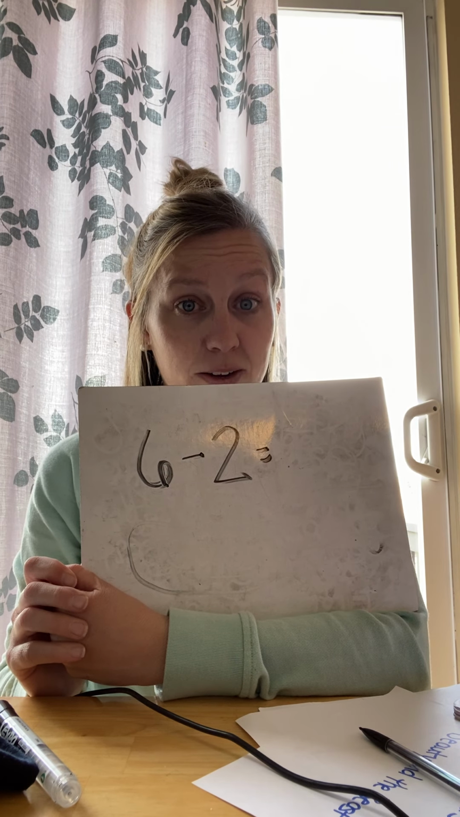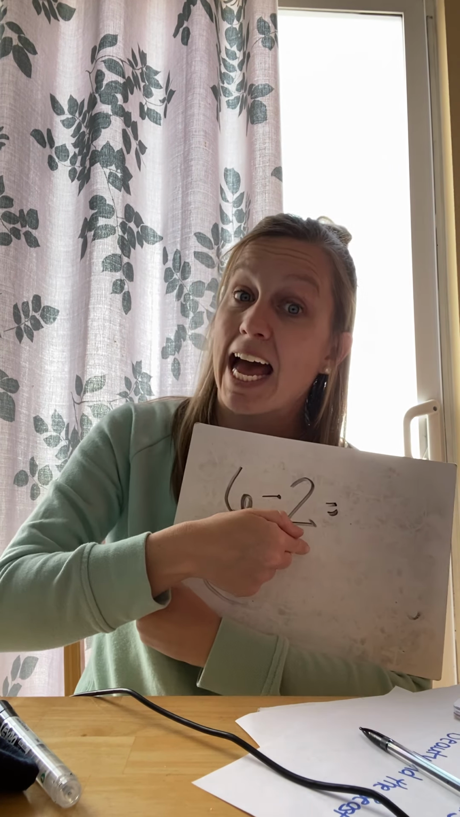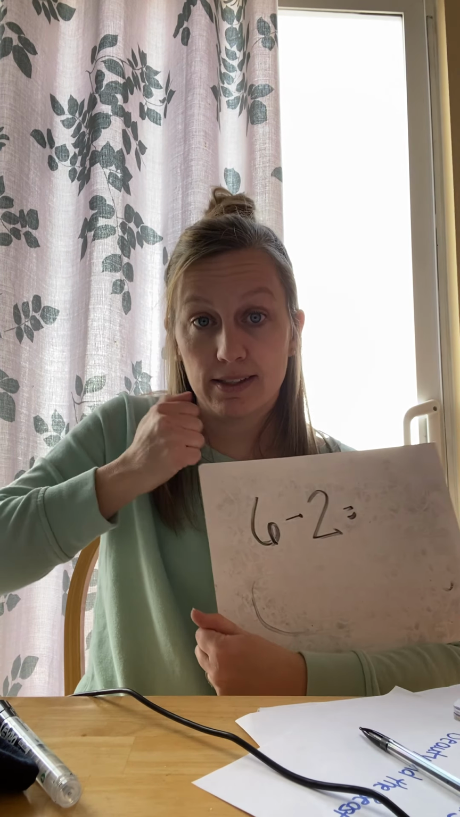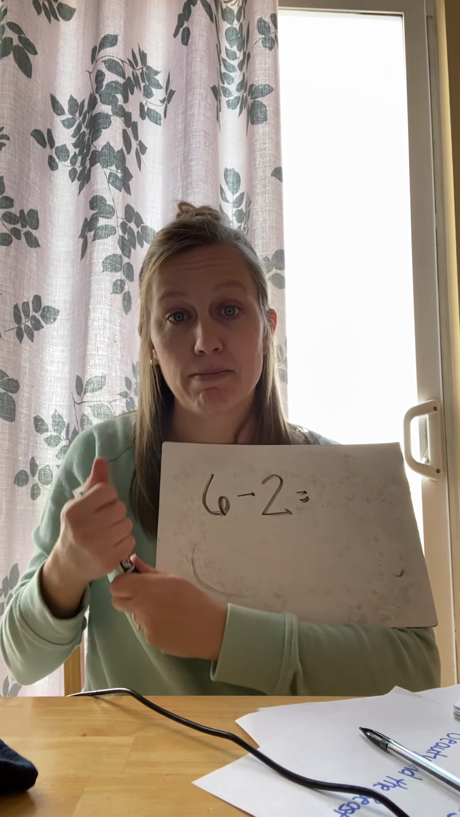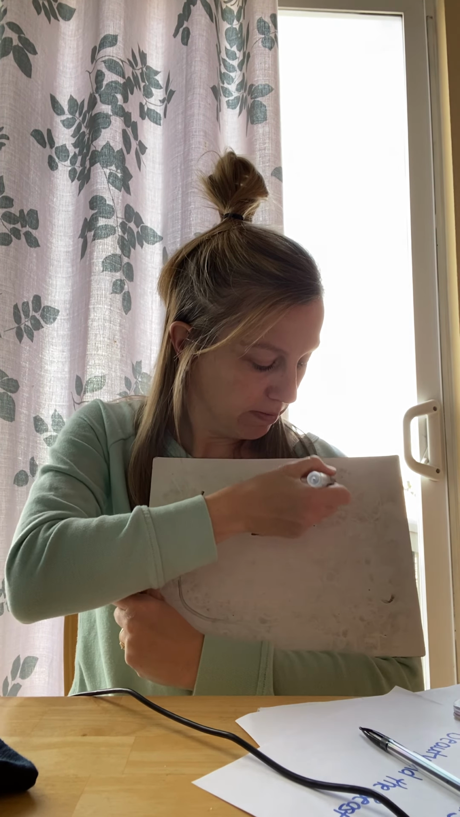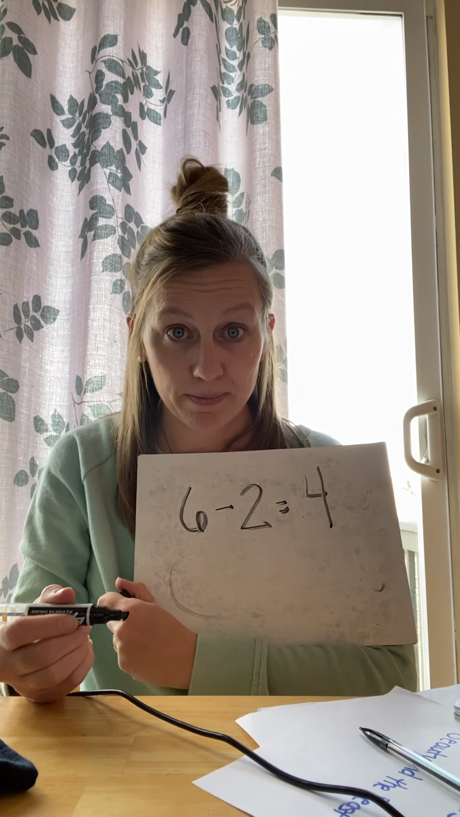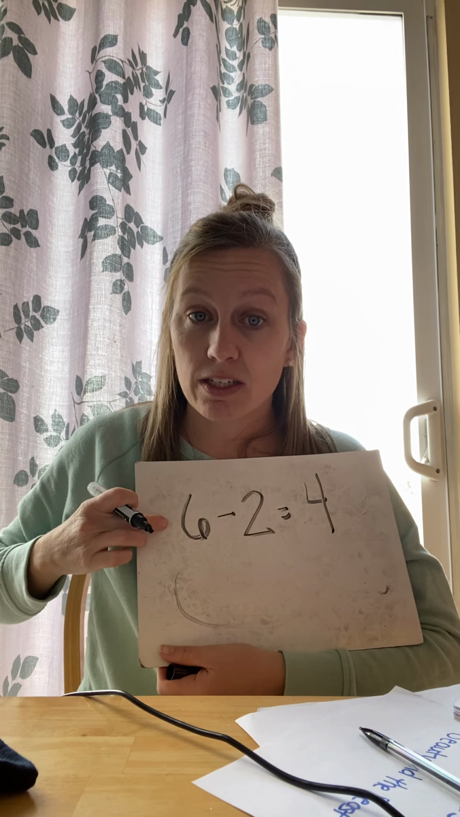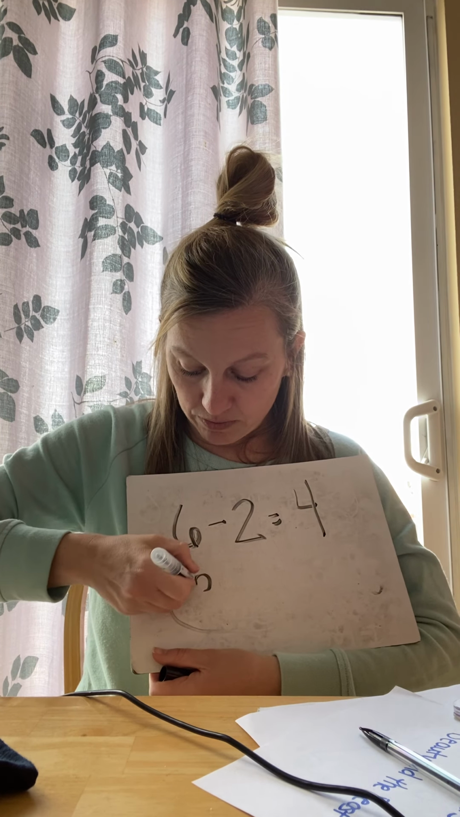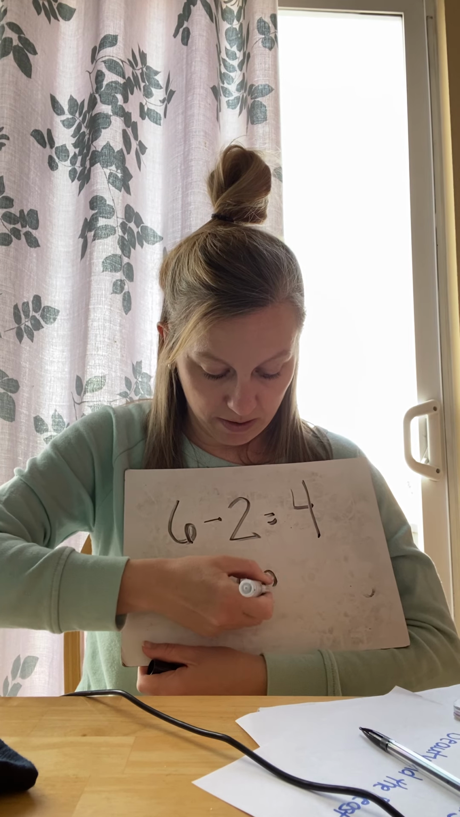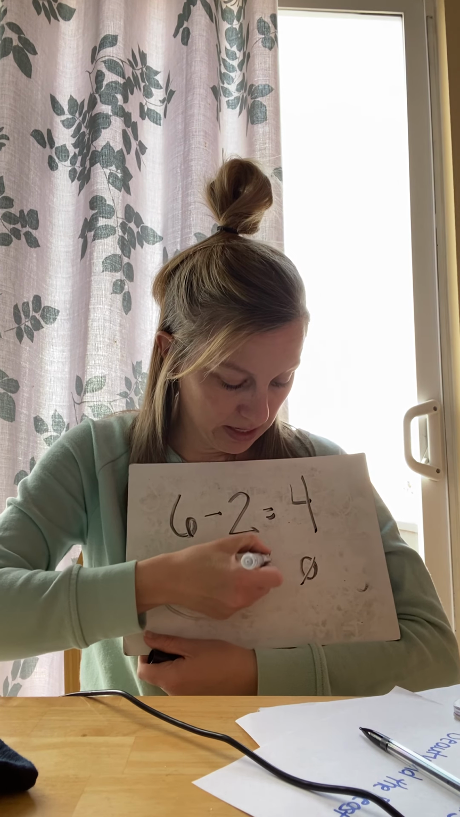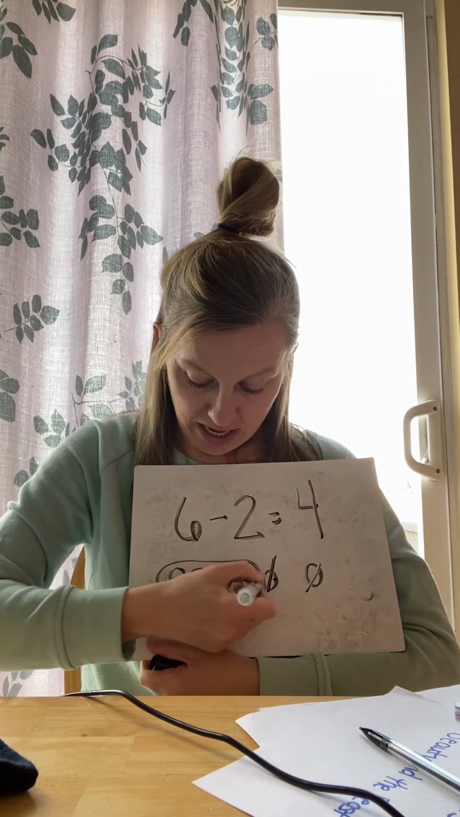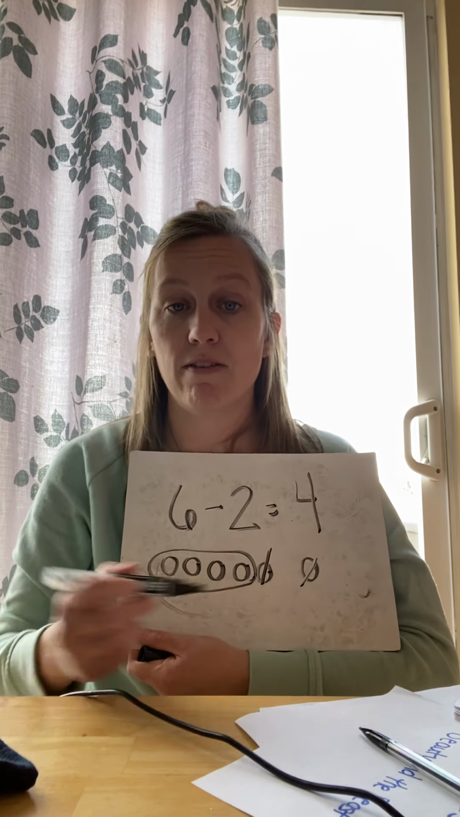I'm going to count down with you. Start at 6, count down or back 2 fingers. 6, 5, 4. 6 minus 2 equals 4. If I'm drawing my model, I start with my total of 6. 1, 2, 3, 4, 5, 6. Make sure yours is organized in 5 groups. And we take away 2. 1, 2. I have a leftover 1, 2, 3, 4.